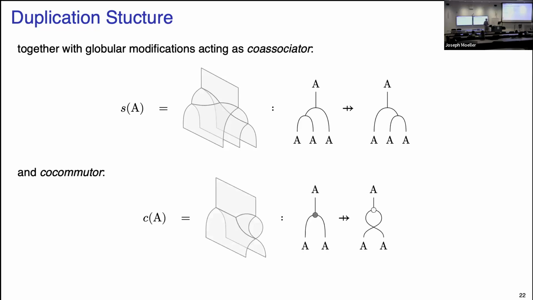And we also need to do the same thing with the cocommuter. This one's a little bit more interesting because if you look here, the duplicators we use on the 2 boundaries here are different.